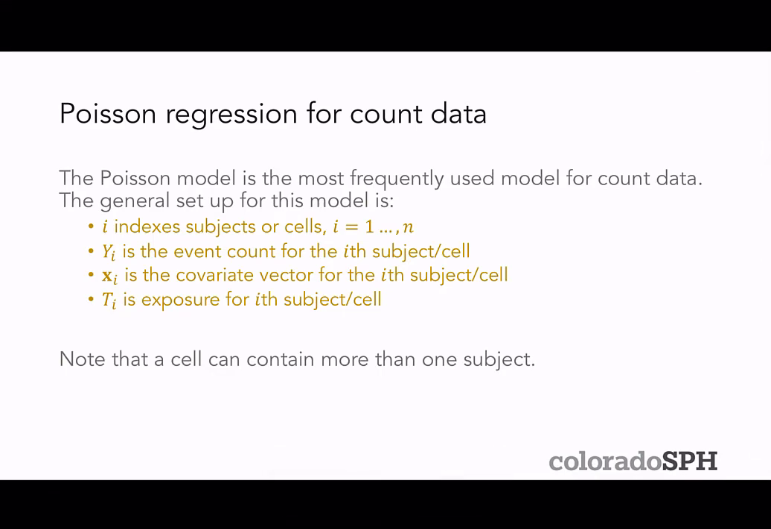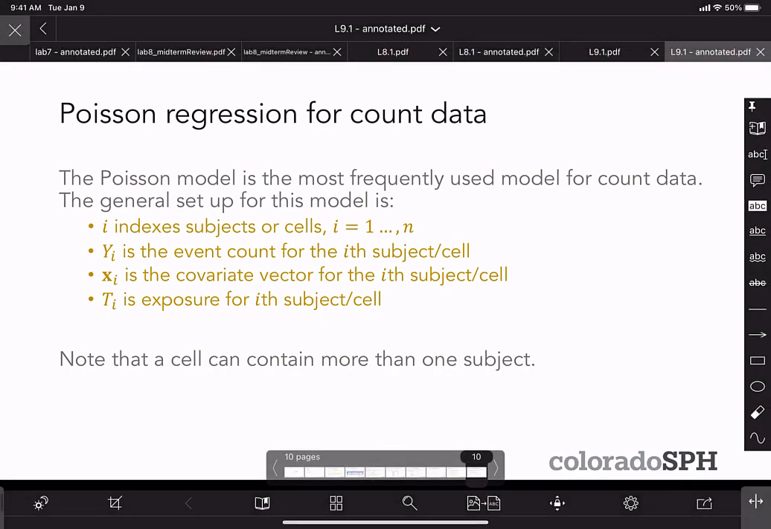I said that linear regression might not be appropriate for count data, and so we can actually use Poisson regression instead. The Poisson model is the most frequently used model for count data. And the general setup for this model is i indexes subjects or cells, y_i is the event count for the ith subject or cell, x_i is the covariate vector for that subject or cell, and t_i is the exposure for that subject or cell. And we'll get into examples of modeling this data as well as deriving the model in the next set of lectures.